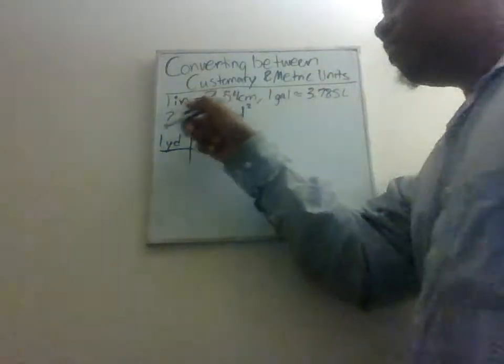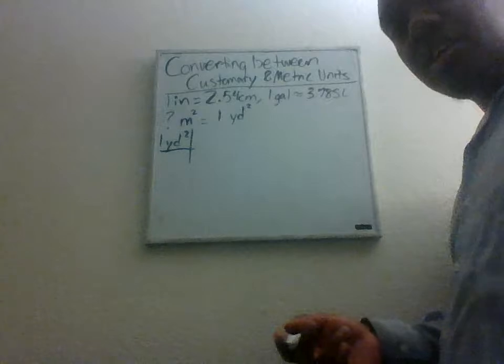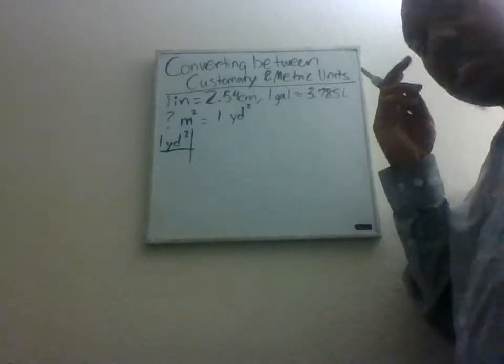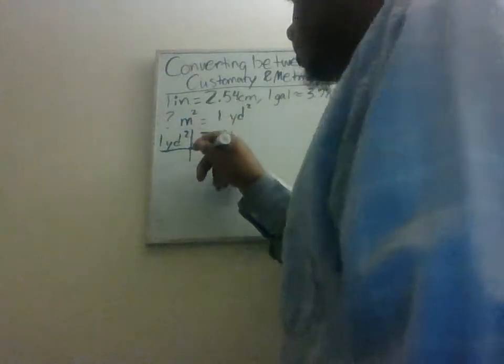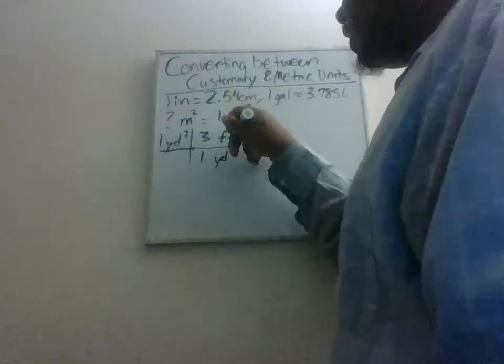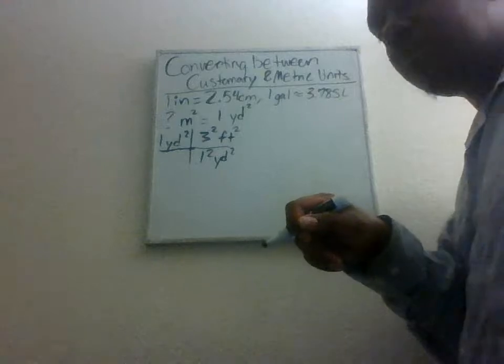The only thing I can do to convert between metric and customary is inches and centimeters. So what I need to understand is how to get from yards to inches to start things off. And not just inches, square inches. So in order to do that, I need to get rid of yards, and then I can go from yards to feet. Well, how many feet are in a yard? There are 3 feet in a yard. However, we're talking about square yards, so this needs to be square feet.